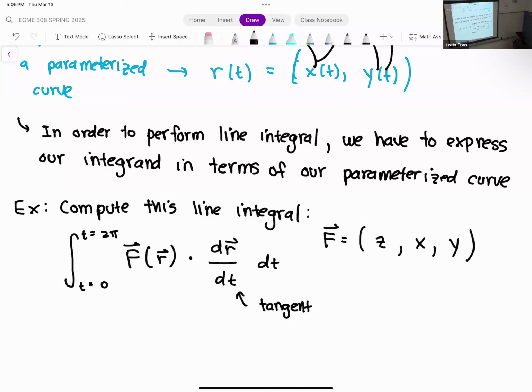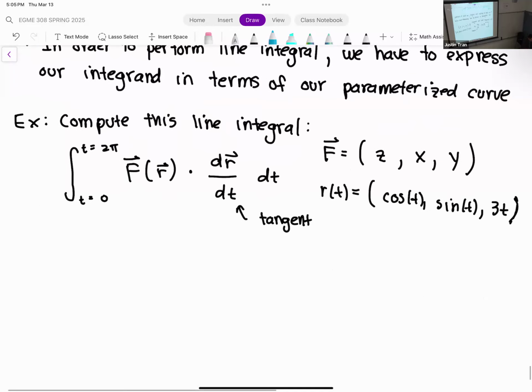Okay. And our path here is going to be an upwards helix, so it's a path that's going to be circular, but we're going to progress upwards at a linear rate. Okay. So our r of t is going to be equal to cosine of t, sine of t, and the z component will be 3t. So this path right here represents an upward helix.